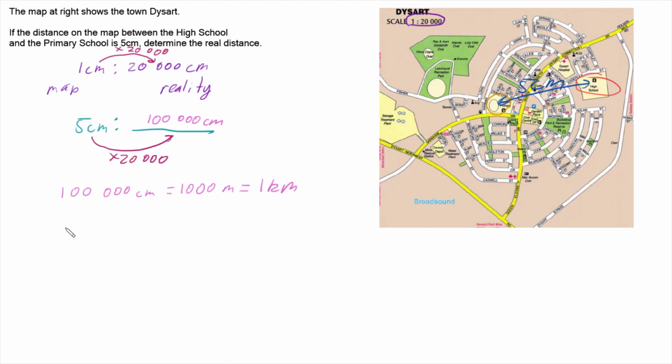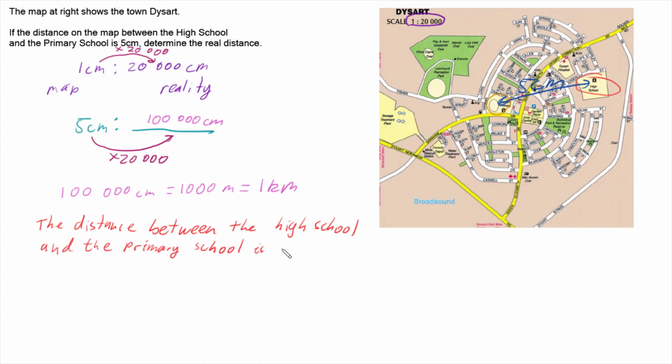So we can write our answer being that the distance between the high school and the primary school is 1 kilometer. And there we have it. All we need to do is 1 times what gives 20,000. So 5 times 20,000 gives our answer. Work it out in some nice units, then we're done.